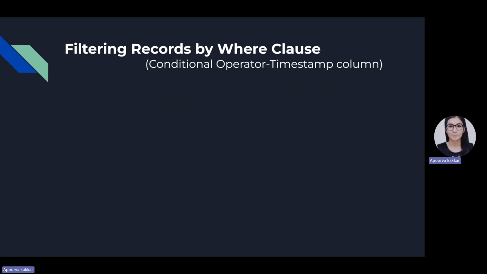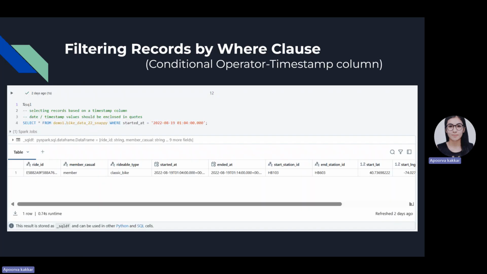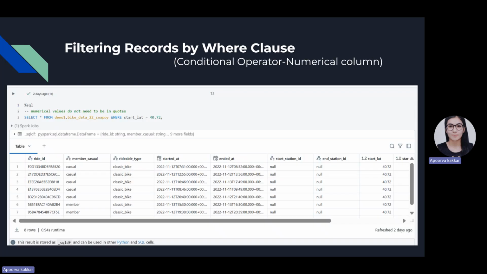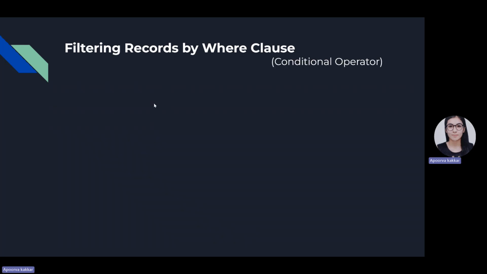Similar syntax will be for a timestamp column, right? Here, this value is of date timestamp data type, so we have to enclose it inside the quotation marks also. Otherwise, the syntax is exactly the same. And for the numerical columns also, the syntax will remain the same, but there is no need for the quotation marks. As we can see here, the start latitude is equal to the numerical value that we want to give. Otherwise, the syntax is exactly the same.